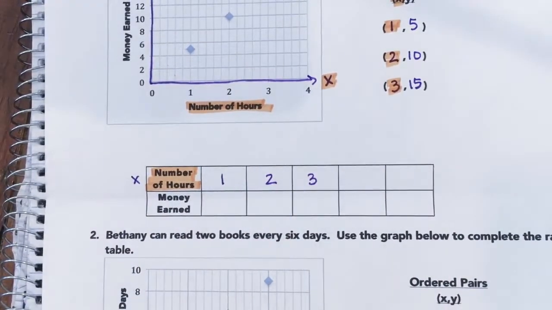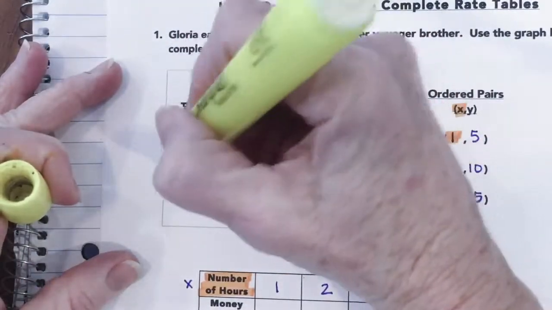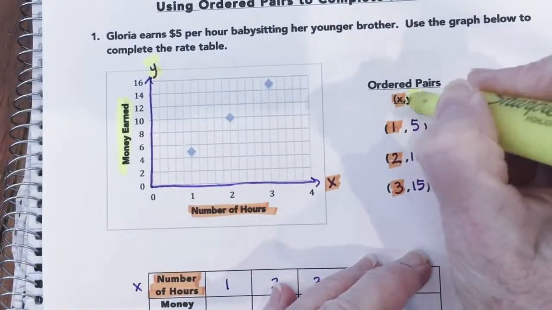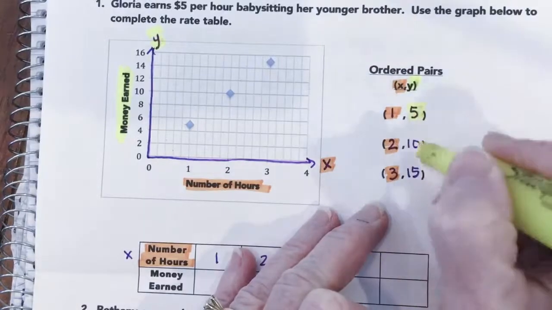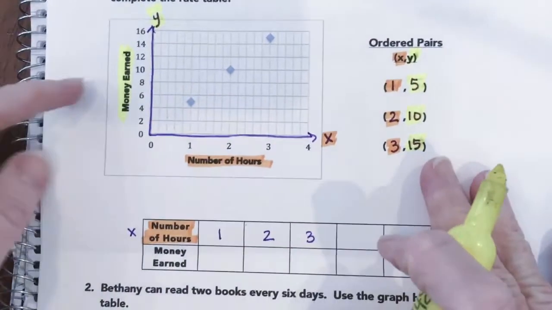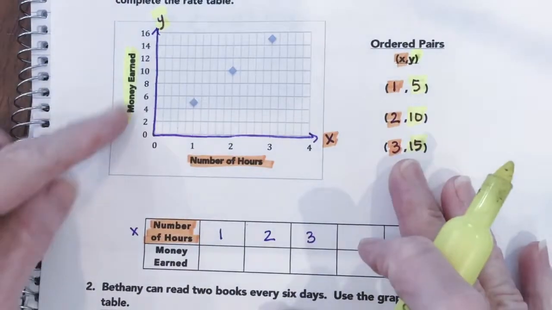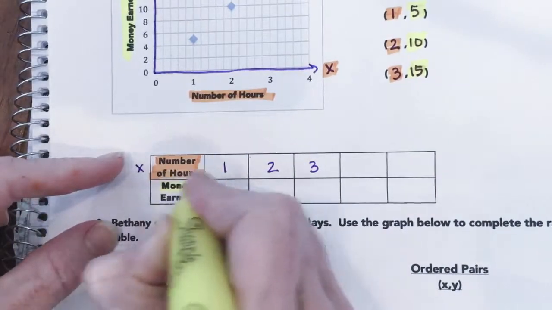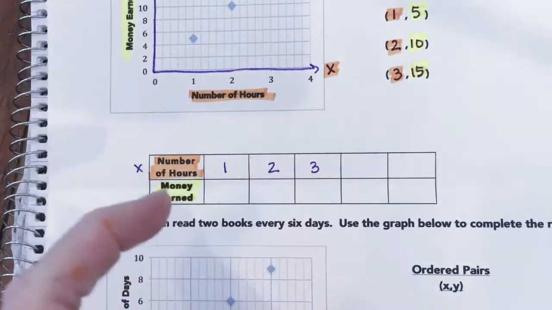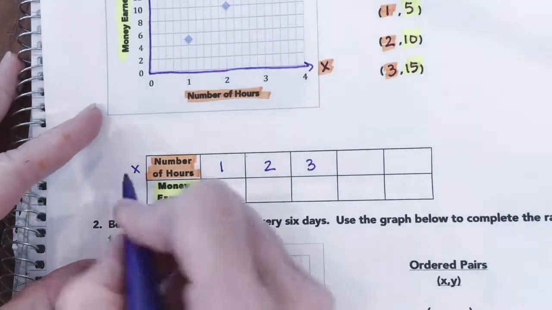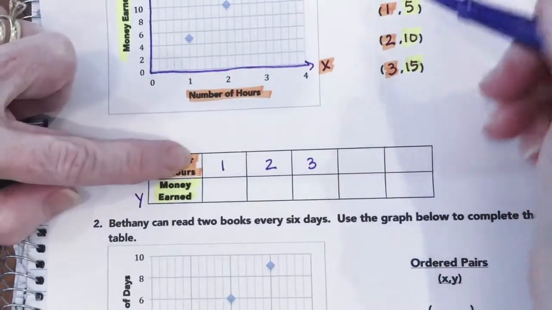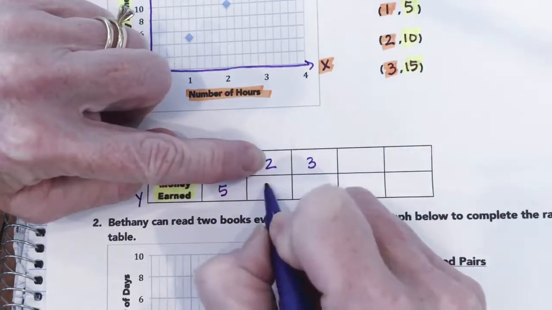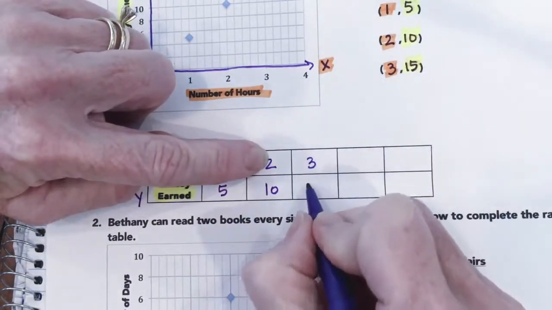And then my y values, my y coordinates, came from this axis, money earned. I put my y values in my ordered pair over here, so I had 5, 10, and 15. Again, I just want to make sure the money earned and these numbers all go in the right place in my rate table. I can see that money earned is the second part of my table, and so that's where I'm going to put my y values. So when x was 1, y was 5. When x was 2, y was 10. And when x is 3, y was 15.